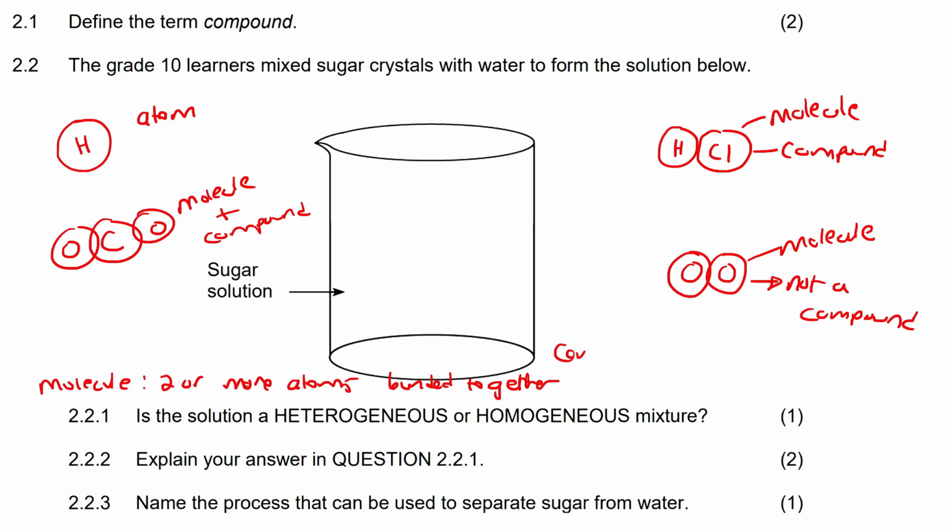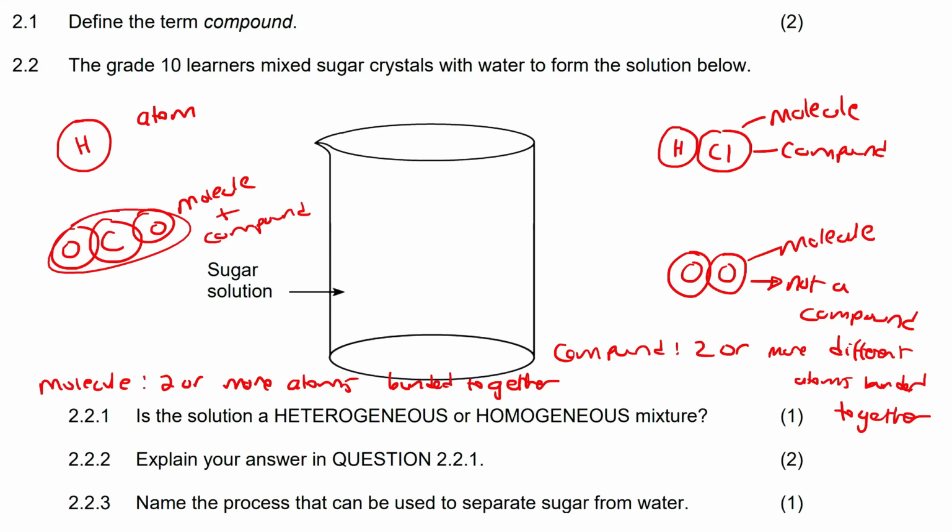For it to be a compound, we would want it to be 2 or more different atoms bonded together. So the key difference is different. Okay, they don't have to all be different. Like here you've got an oxygen and then here you've got another oxygen, but at least you have to have 2 or more different types of atoms.